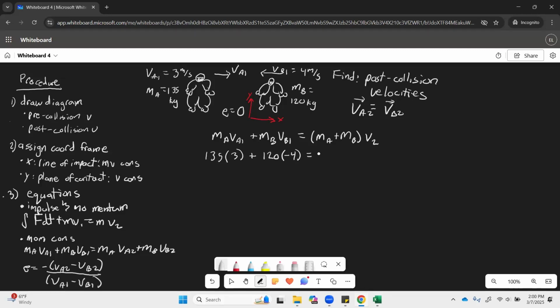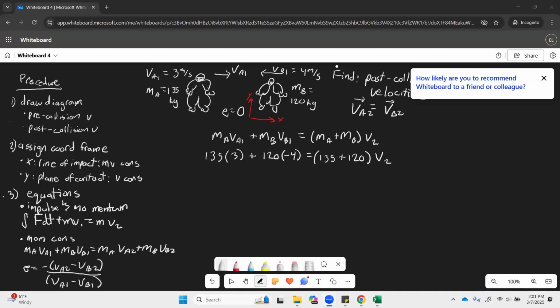So we'll continue putting everything in. Here we'll have the 135 plus 120 here, and then finally times V2. We get -0.29 equals V2, and this is meters per second. So negative 0.29 in the i-hat direction if we're getting velocity here.